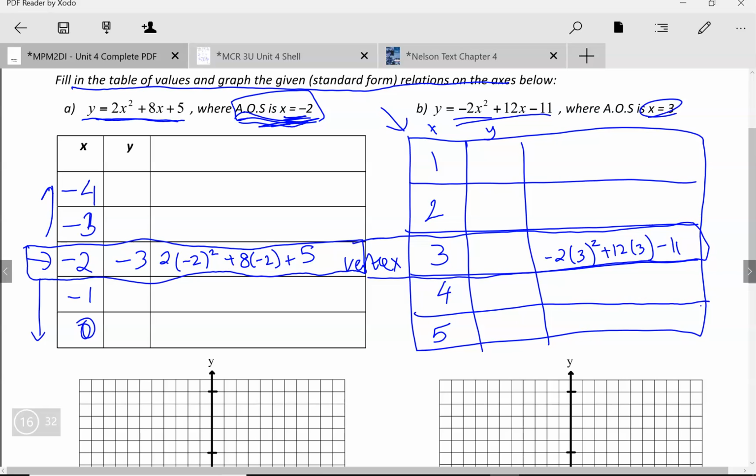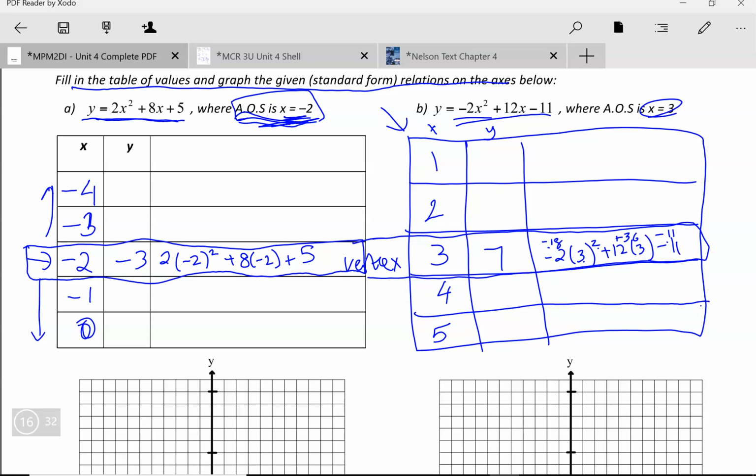3 squared is 9, times -2 is -18, plus 36, minus 11. So -18 minus 11 is -29. -29 plus 36 is 7. Right? So that was that. And now that we have these values, you can plot, so now basically we're exactly at the point where we were in the previous lessons.